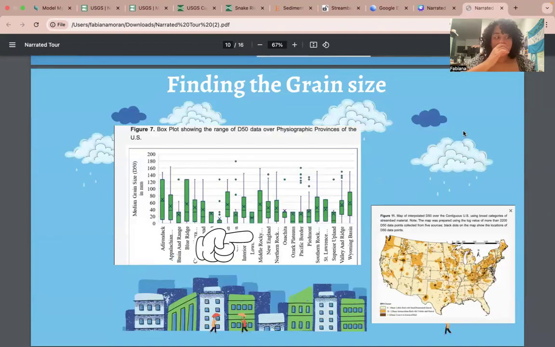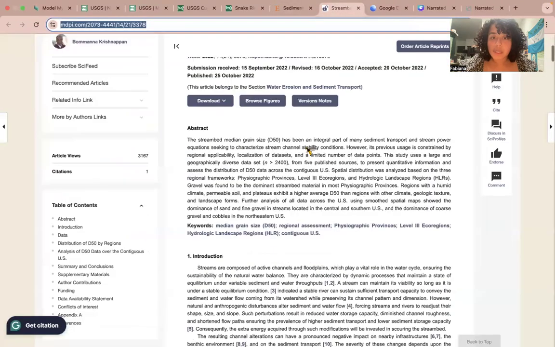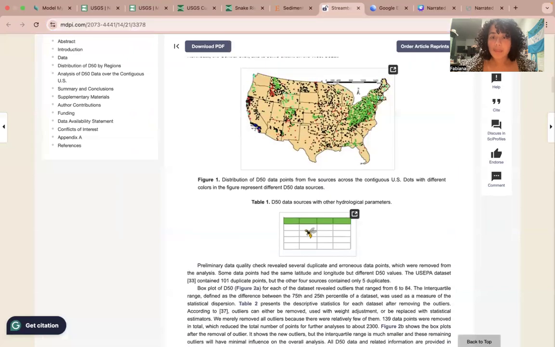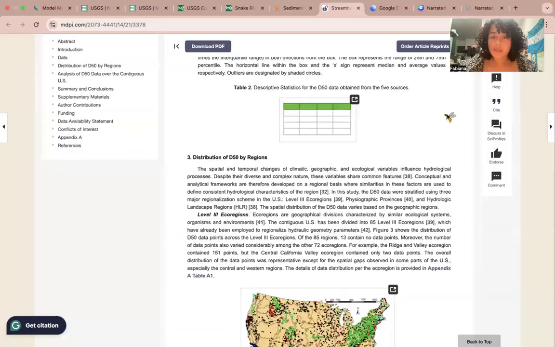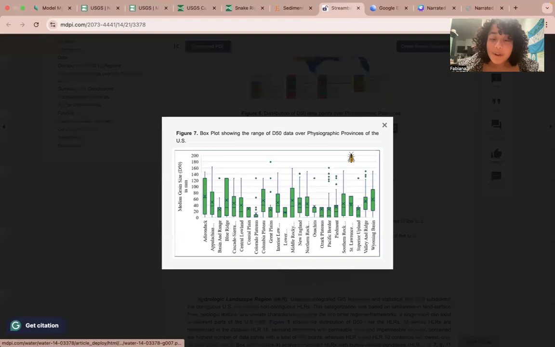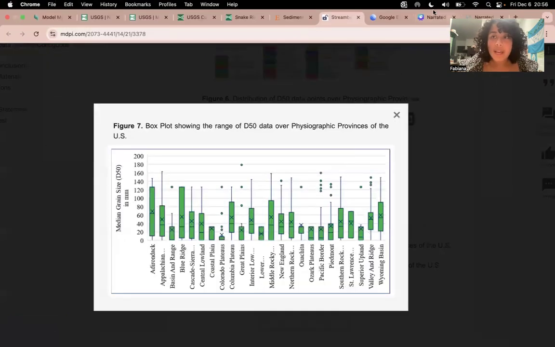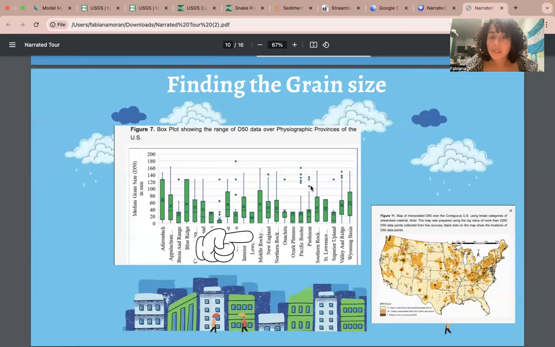So when I was trying to find my gauge size, I referenced this paper. I believe it's this one. I referenced this paper specifically. Oh, I think it's this table. Where's the table? Here we go. I specifically referenced this table, and if you look at my presentation, I used this number that's located in the Middle Rockies.